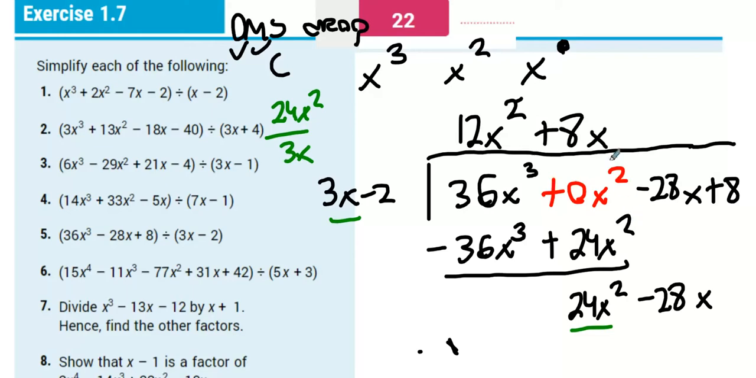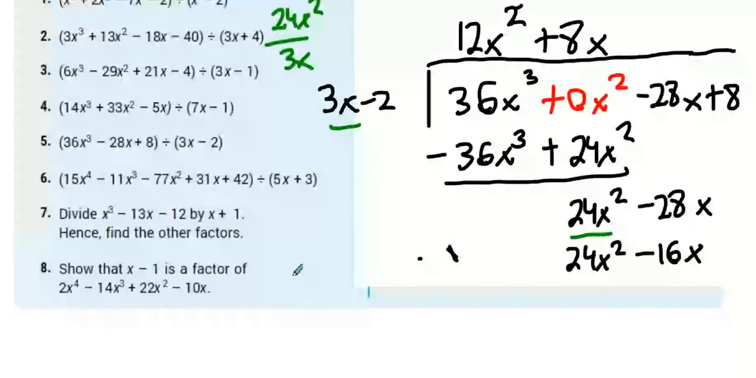Now, we've divided, so we're going to multiply. Multiply 8x by 3x, which is 24x squared. Multiply 8x by minus 2. And once again, we're at this subtract or change stage. Minus and plus cancel them. Then what's this? Minus 12x plus a.